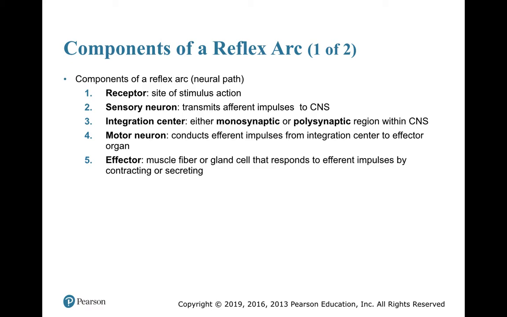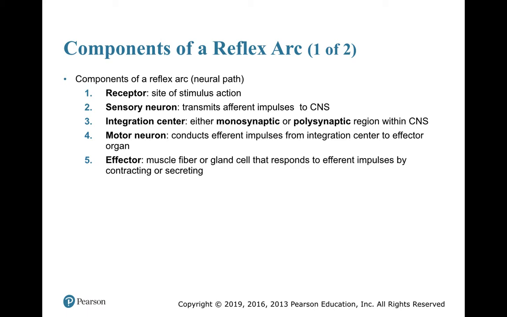For any reflex arc, there are 5 components we're going to break it down to: a receptor, sensory neuron, integration center, motor neuron, and effector. The receptor is where the stimulus occurs. The sensory neuron transmits that information to the central nervous system. In the central nervous system is an integration center that can be either monosynaptic or polysynaptic. It can be in the spinal cord or include the brain.